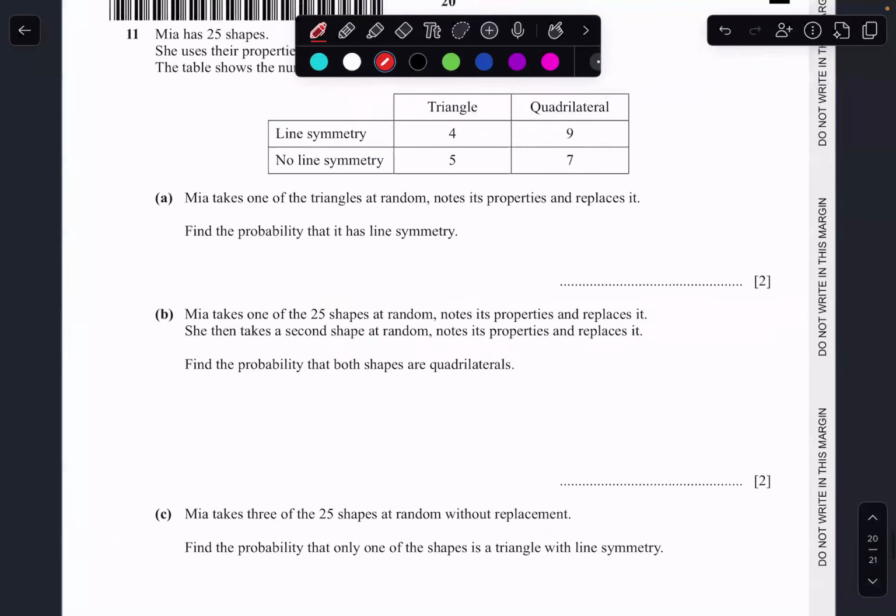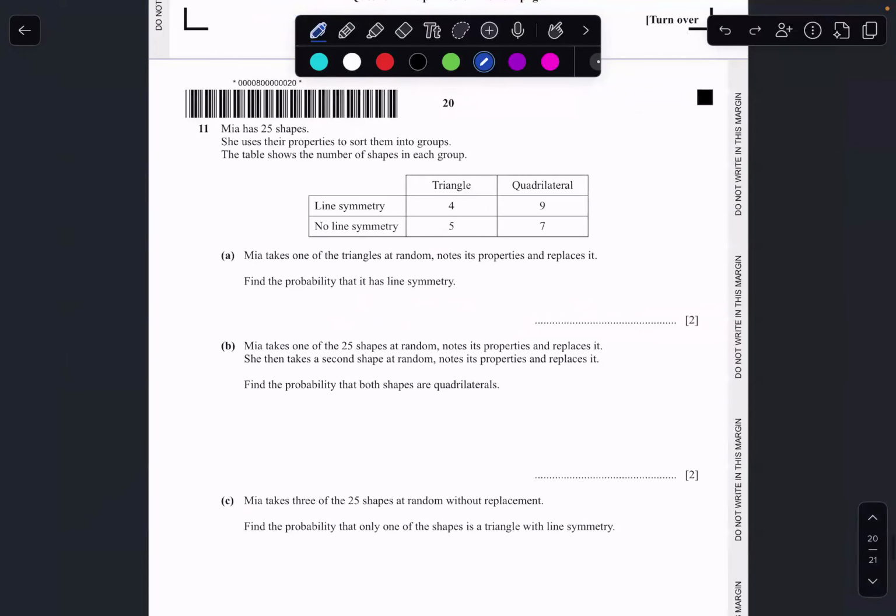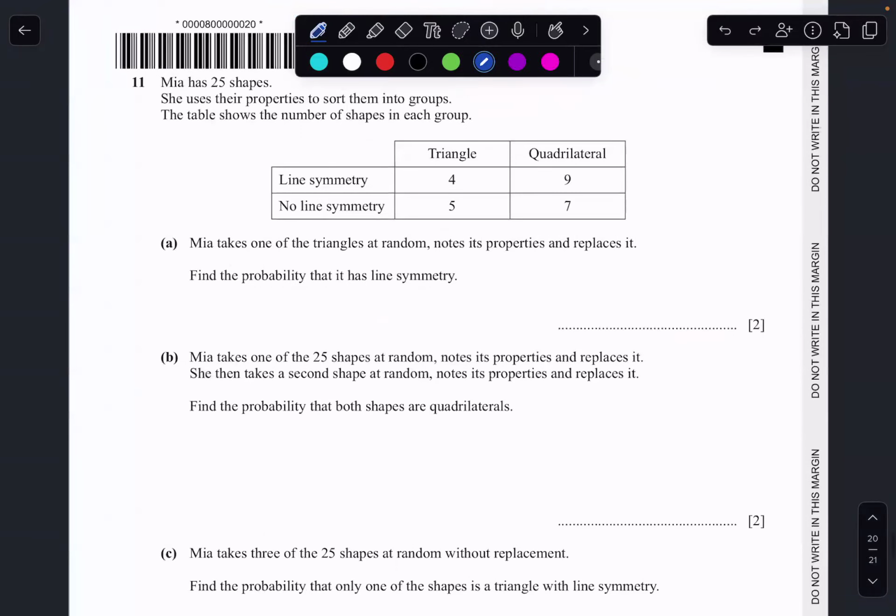Okay, the last question of this paper was that Mia has 25 shapes. She uses their properties to sort them into groups. The table shows the number of shapes in each group. So we can see a table where lines of symmetry for triangle and quadrilateral are given, and no line of symmetry for triangle and quadrilateral.